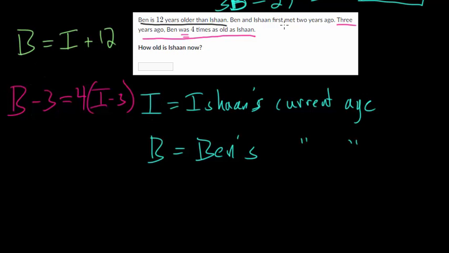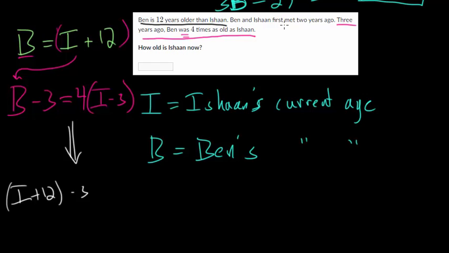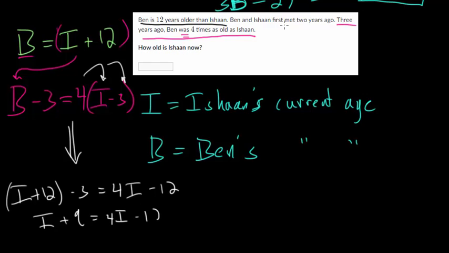And we've got 2 equations and 2 unknowns, and this one's already solved for B, so let's just substitute. So anywhere you see a B, let's replace it with this I plus 12. So moving down here, we have that I plus 12, that's B, minus 3, is 4 times I minus 3. But let's just go ahead and distribute. So we have that 4i minus 12 there. And simplifying this left-hand side, 12 minus 3 is 9. So you get I plus 9 is 4i minus 12.